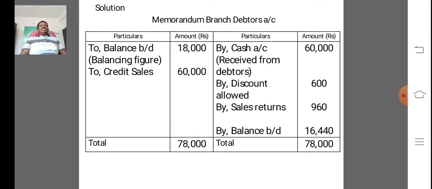And count that total from credit side is 78,000, which is more than the debit side. The difference, 18,000, is the balancing figure. That balancing figure we call the opening balance. For what purpose do we prepare branch debtors account? To find out the missing information, like either opening or closing or collection from debtors. It is very important.